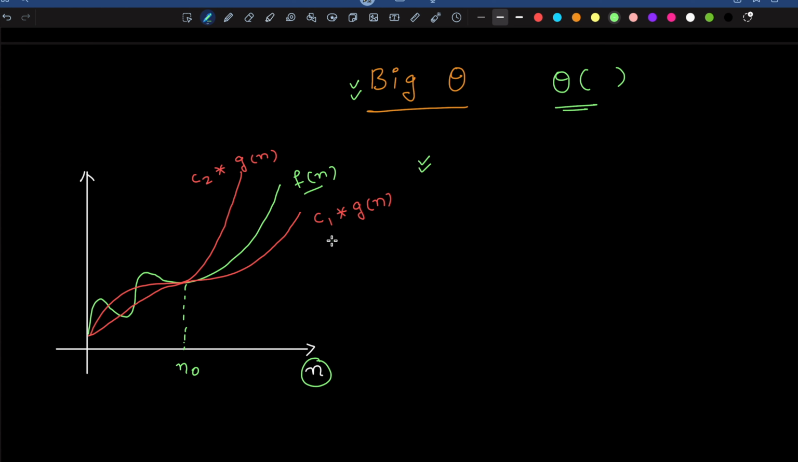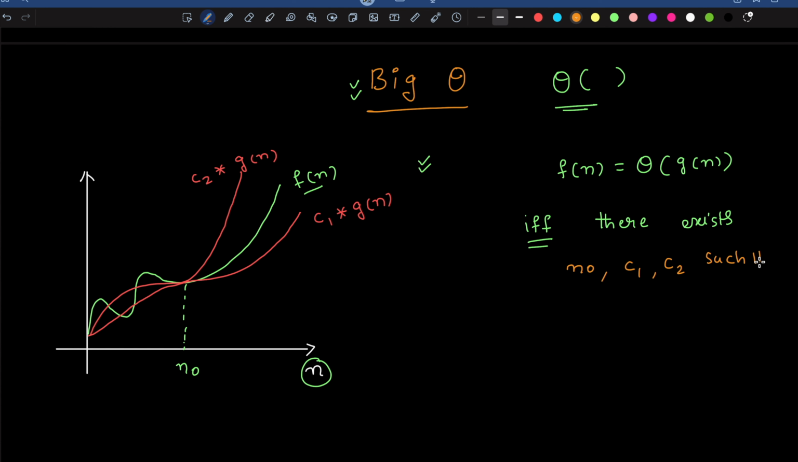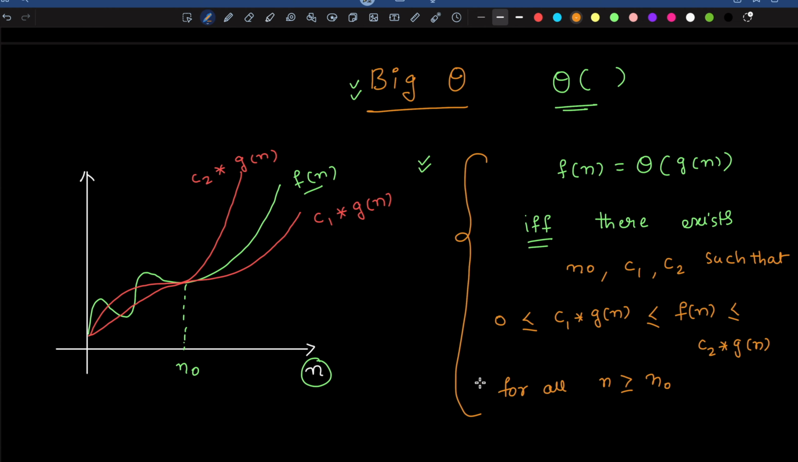Now let me state the formal definition and then we will connect it to the graph. We say that f of n is equal to theta of g of n if and only if, often represented as IFF, there exist three constants, n0, c1 and c2, such that 0 is less than or equal to c1 into g of n, which is also less than or equal to f of n, and f of n is less than or equal to c2 into g of n, for all values of n greater than or equal to n0. This is the mathematical definition of big theta.